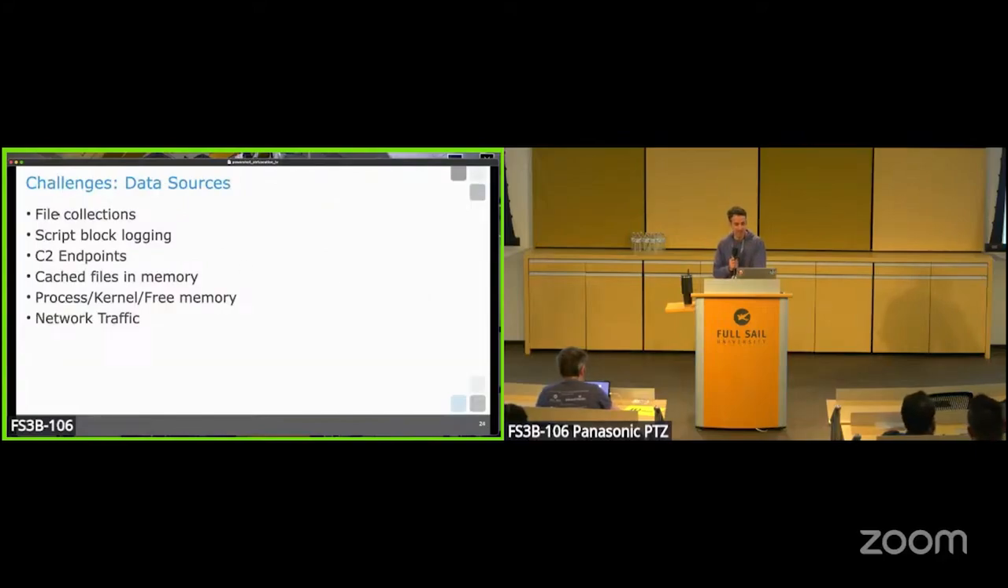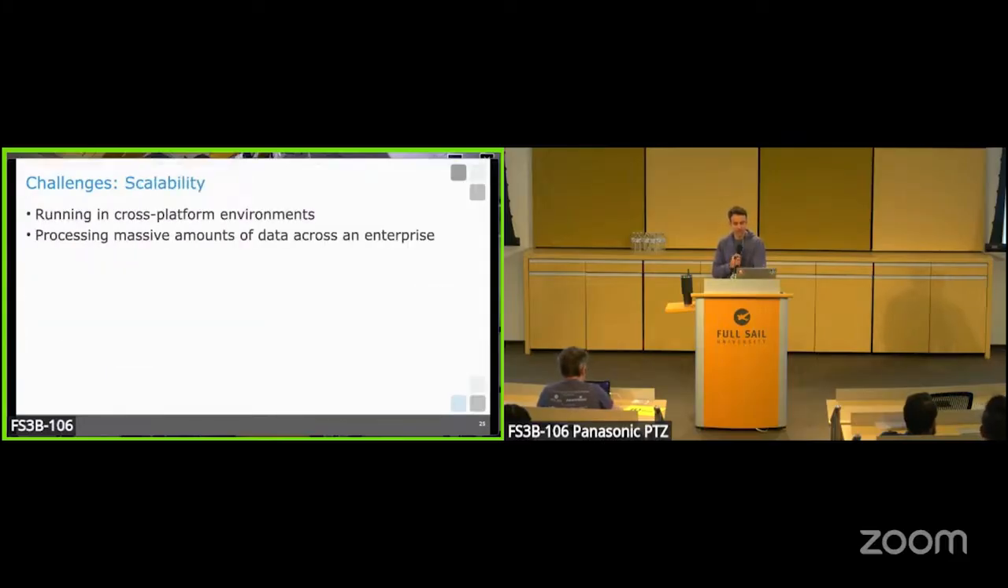So yeah, if we look at the challenges associated with detecting this kind of malicious PowerShell, you've got all kinds of different data sources it can come from. It can come from file collections, script block logging, C2 endpoints that you might pull it down from, cache files in memory, process memory, kernel memory, free memory, just address spaces, or even network traffic in some rare cases. And again, you want it to be scalable. Ideally, you'd have a solution that is cross-platform and very fast, and something that can process a ton of data very quickly.